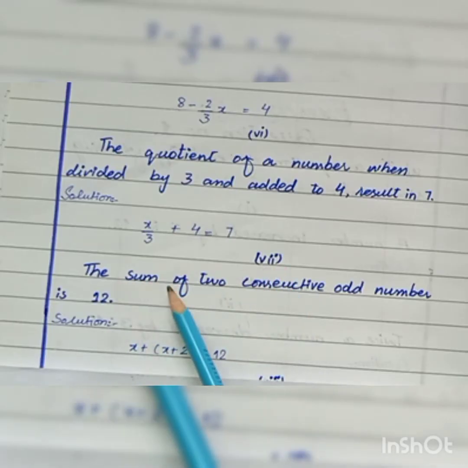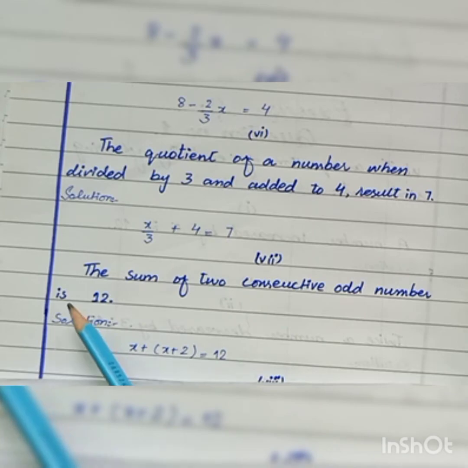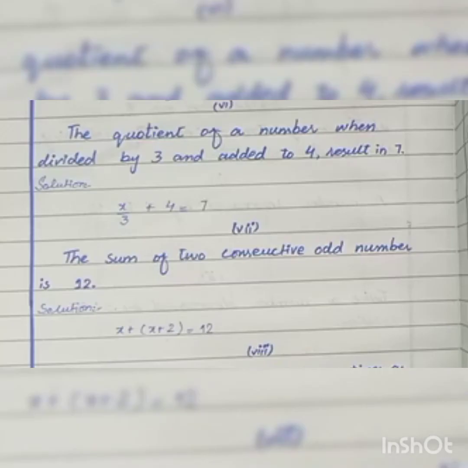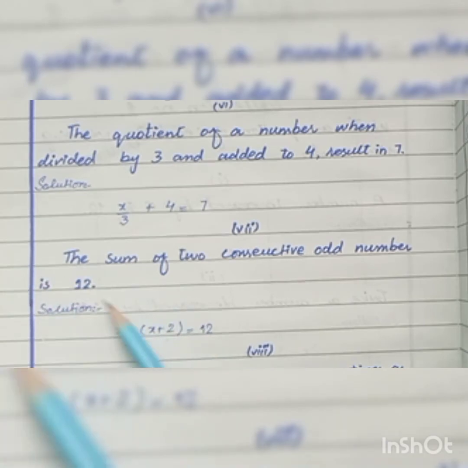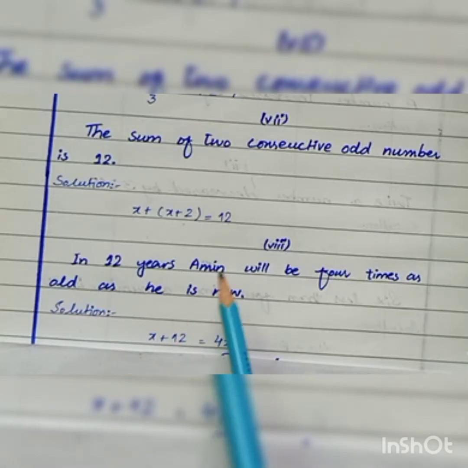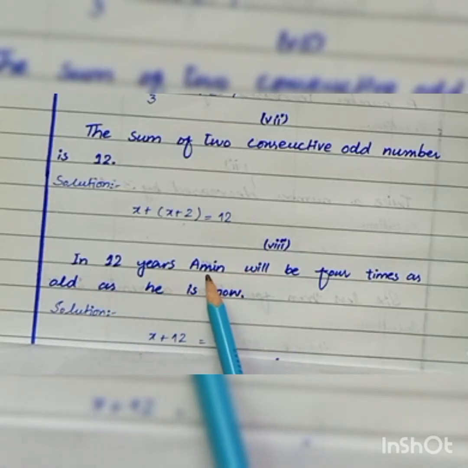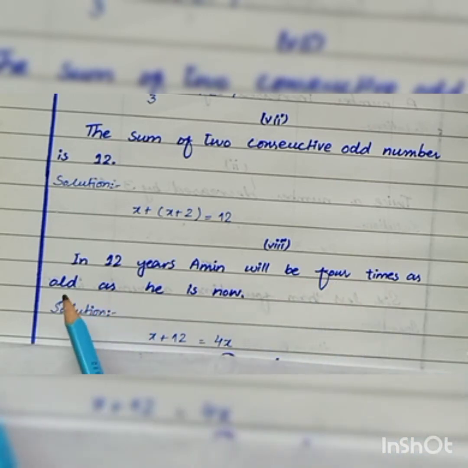7th one is the sum of two consecutive odd numbers is 12. Here is the solution: you can see that x plus 2 gives the next consecutive odd number, because the difference is 2. So the sum x + (x + 2) is equal to 12.